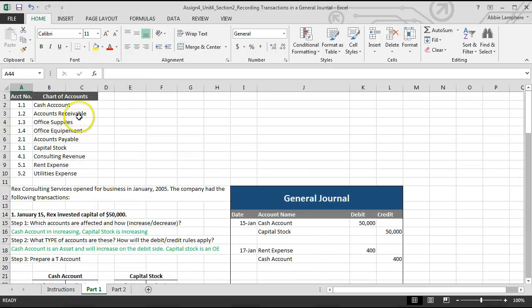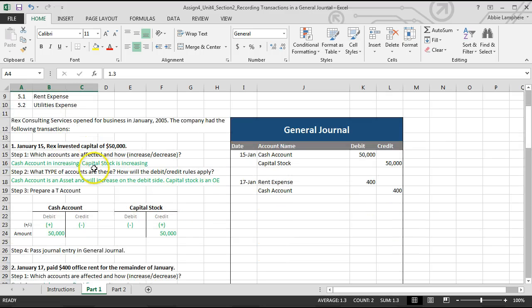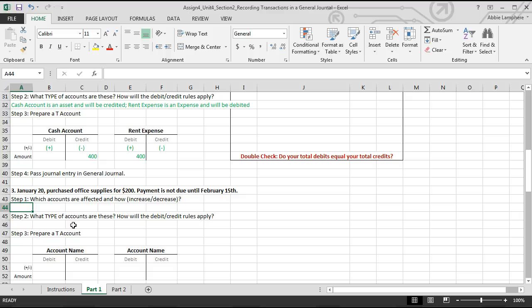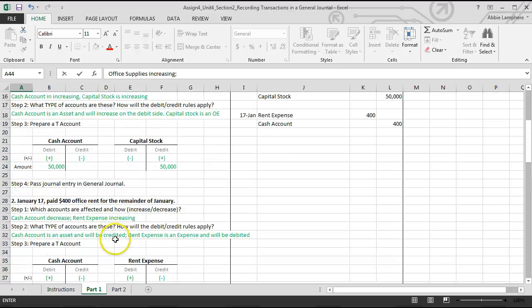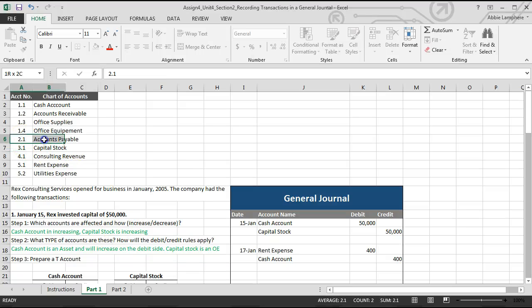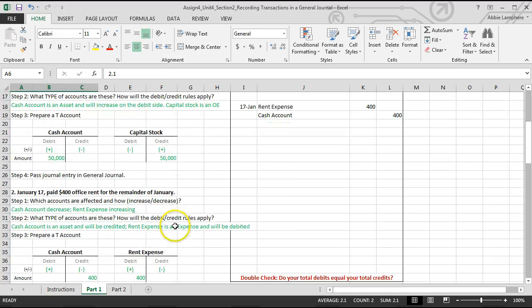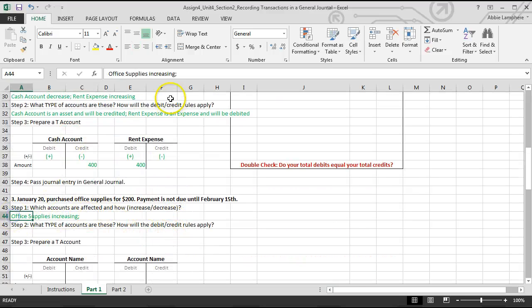So let's go up to our chart of accounts. Looks like we have an office supplies account. So that one's a pretty safe bet to say that we're using our office supplies. And we bought office supplies, so we're increasing the amount of money we have in office supplies. Payment's not due till February 15th. So again, we're not paying cash right away. Instead, we're going to be using this accounts payable. We bought these supplies on credit because we're not having to pay it right away. So office supplies is increasing, and then we also have accounts payable increasing. Okay, we're increasing the amount of money we owe somebody at accounts payable.